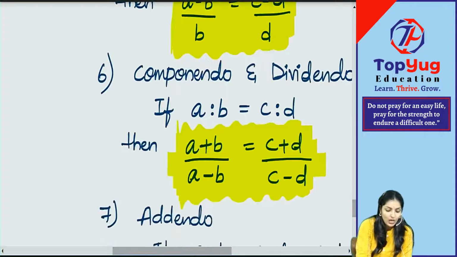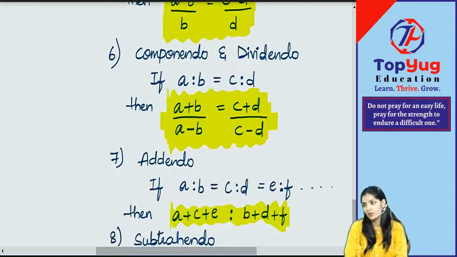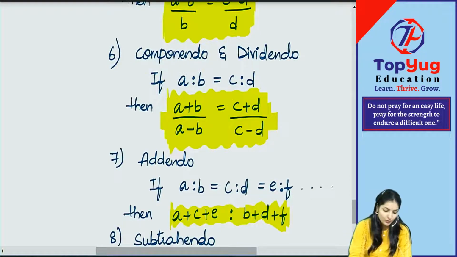Okay. Now componendo and dividendo means you will do A plus B by A minus B is equal to C plus D by C minus D. You will do it together. You will do the addition in the numerator, and you will also write the subtraction in the denominator. Am I clear? Chalo, badhiya.